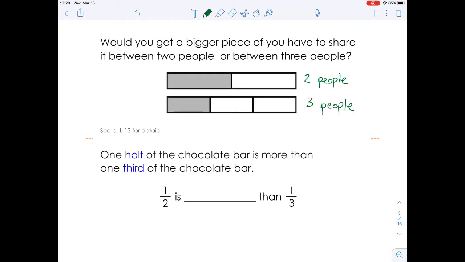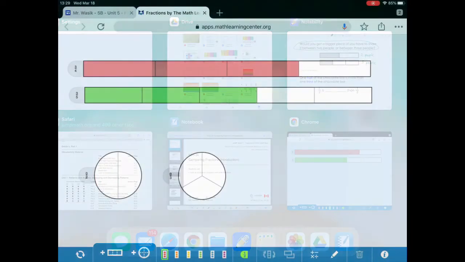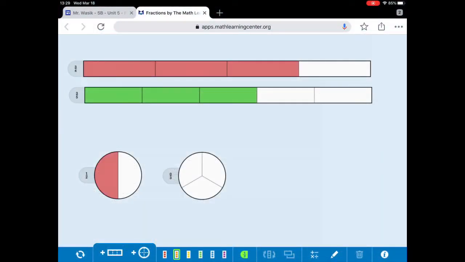So think about this question here for just a moment. Clearly, as we can see from the paper strips, you would have bigger pieces if only 2 people are sharing it. Imagine a pizza that's cut up or shared between 2 people or 3 people. One piece between 2 people is obviously going to be much larger than one piece between 3 people.